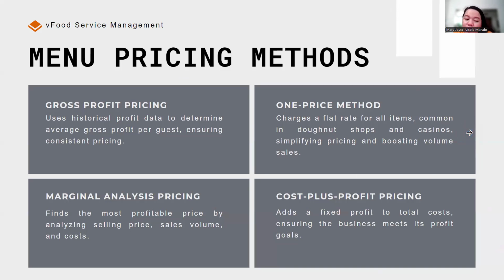For menu pricing methods, several pricing methods help food service businesses achieve profitability. First is gross profit pricing. It uses historical profit data to maintain pricing consistency. Next is the one price method. It charges a flat rate for all items, common in bakeries and casinos. Next is marginal analysis pricing. It maximizes profit by analyzing price, volume, and cost. Next is cost plus profit pricing. It ensures a fixed profit margin per item.